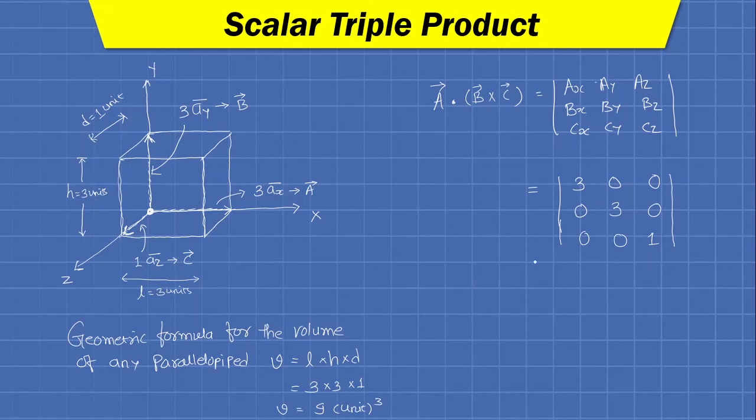So we have got one diagonal matrix, and now the determinant of this diagonal matrix is the multiplication of its diagonal terms. So 3 multiplied by 3 multiplied by 1, so we will have 9 unit cube. So hence we can say that the scalar triple product of any three vectors represents the volume of the parallelepiped defined by those three vectors.